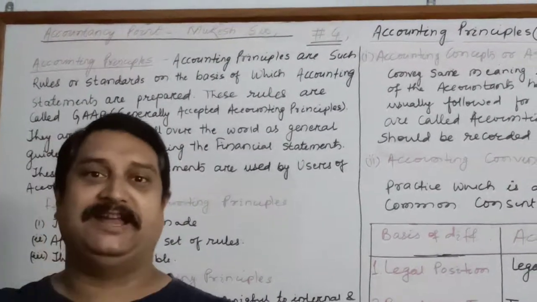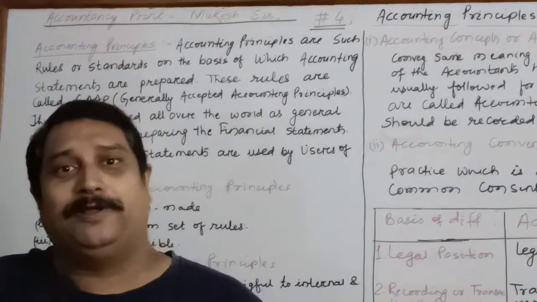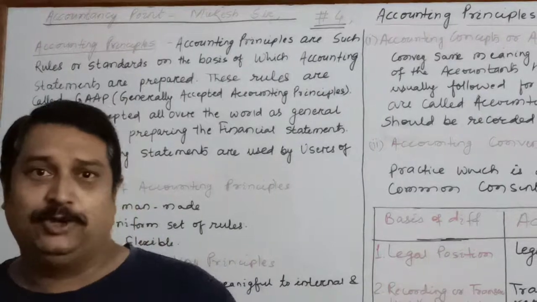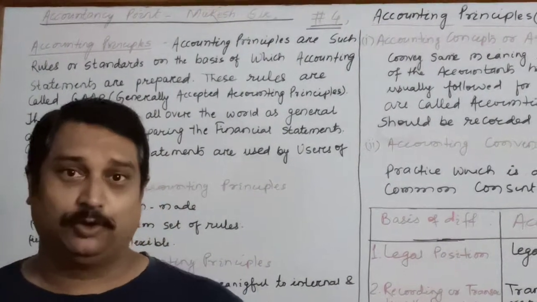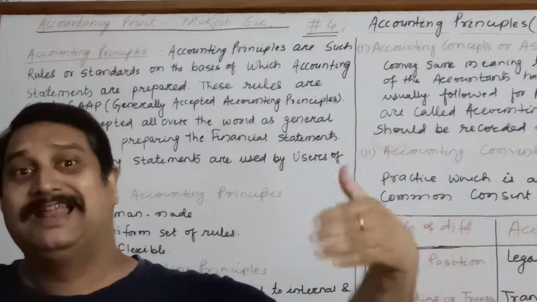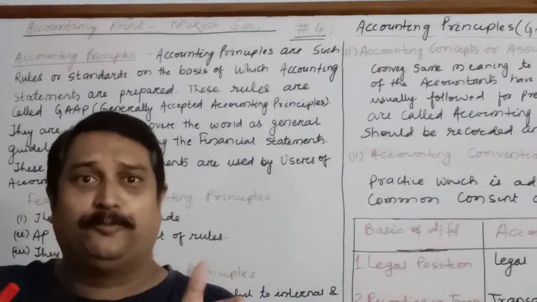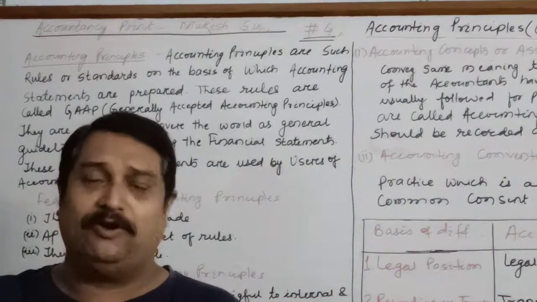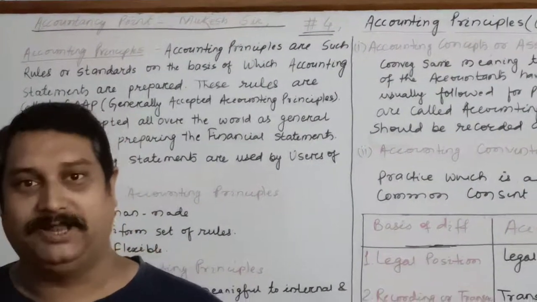Forget about the other organization. If you follow a particular method this year and you follow another method next year, then the profit which you earn this year and the profit which you earn next year, you will not be able to compare. You cannot put them on the same platform and you cannot compare them. So there is a need of uniformity.